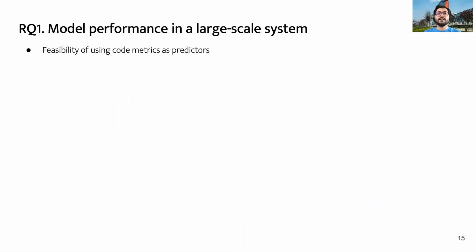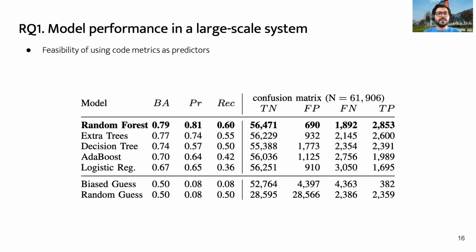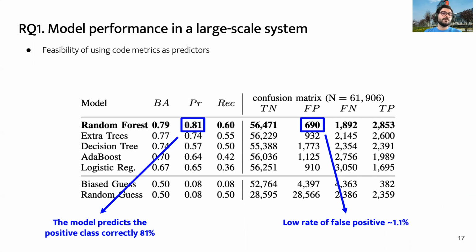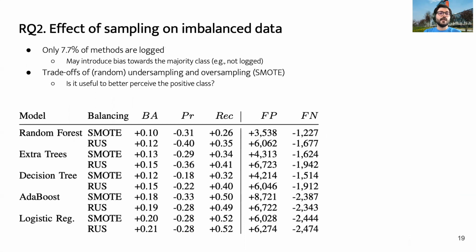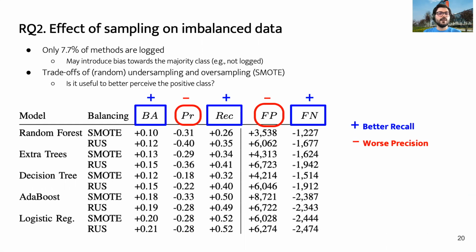First, we check whether it's feasible to use code metrics as predictors. And as you can see in the results, our best performing model achieved good results and gave us confidence to explore whether we could improve performance. For that, we explored different sampling techniques during model training. And what we observed compared to the previous results is that sampling improves recall, but at a prohibitive cost in precision. That means that a recommendation tool based on those models would produce a lot of false alarms and wouldn't be useful in practice.